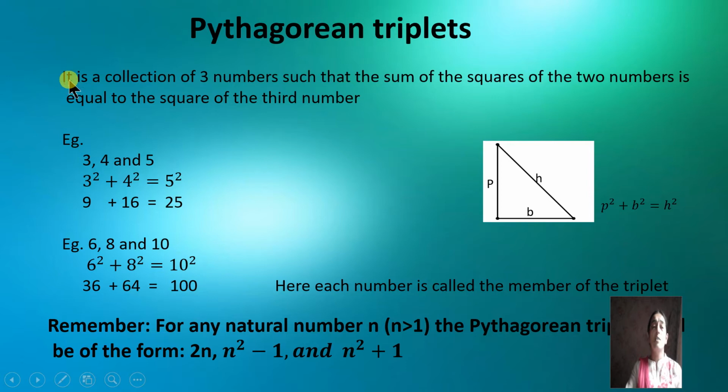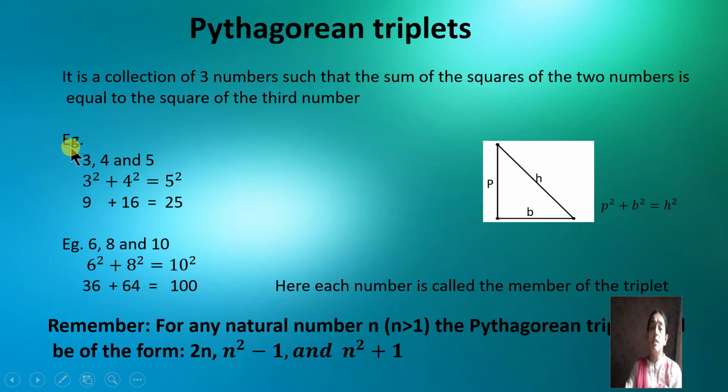Let's see, what are Pythagorean triplets? It's a collection of 3 numbers. The word triplets itself tells you that there are 3 numbers, such that the sum of the squares of 2 numbers is equal to the square of the third number. Now what does this mean? Sum of the squares of the 2 numbers is equal to the square of the third number.